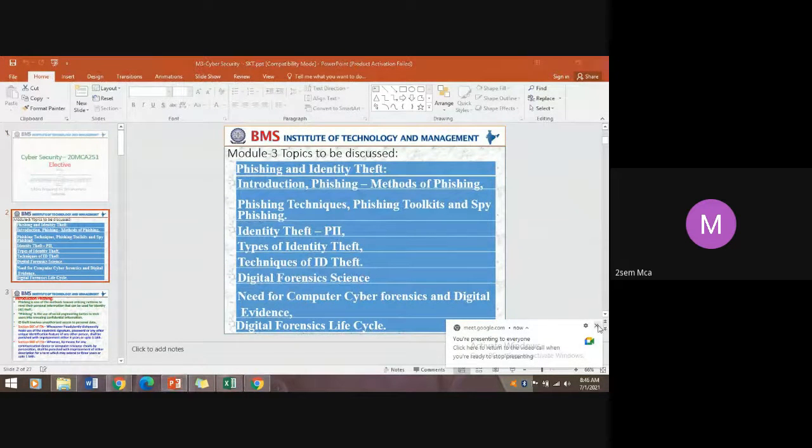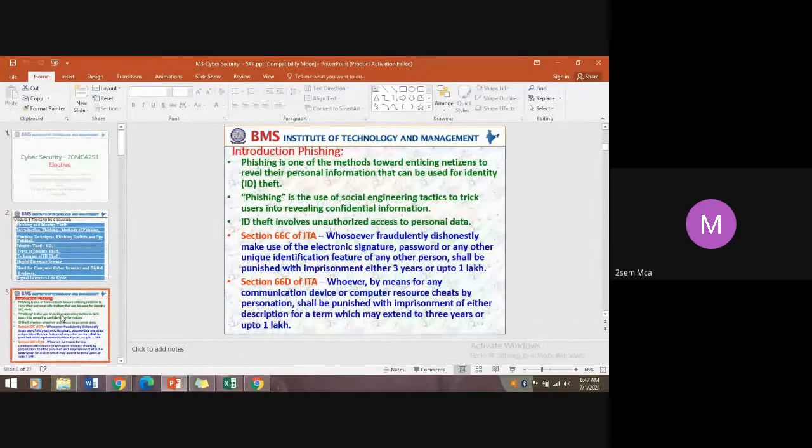So already I covered phishing, methods of phishing, some of the phishing techniques, toolkits and spear phishing. Identity theft, personal information, types of identity theft, techniques of identity theft we have seen so far. Digital forensic science we have to cover actually. But today I am going to recall the techniques which were discussed earlier. So you can make a note as and when required.